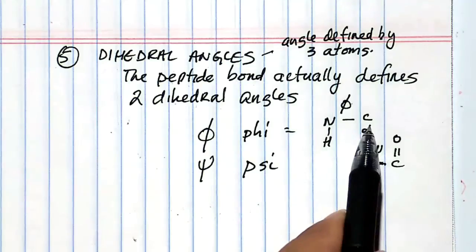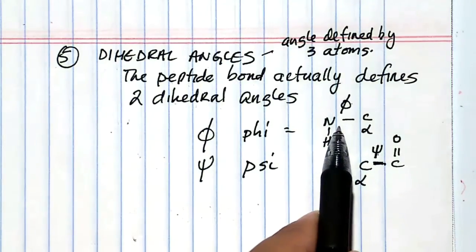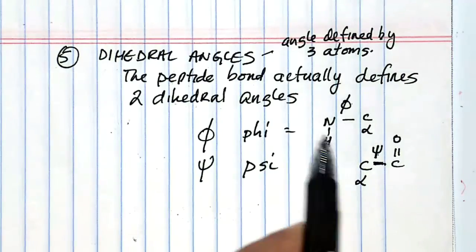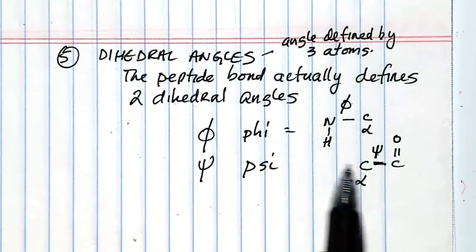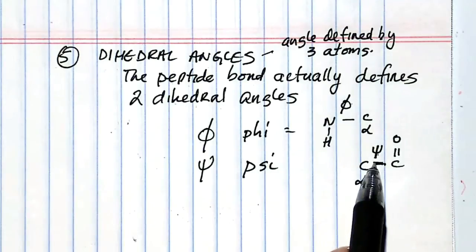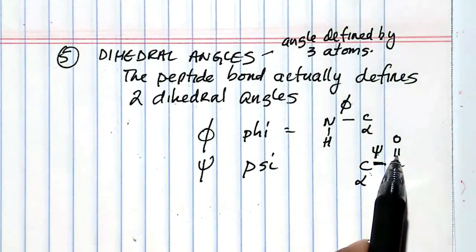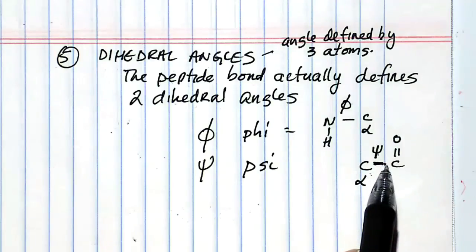So the alpha carbon, its bond with the NH, the rotation across this bond is defined by the angle phi. The same alpha carbon, with its bond with the C double bond O carbonyl group, rotation across this is defined by the angle psi.